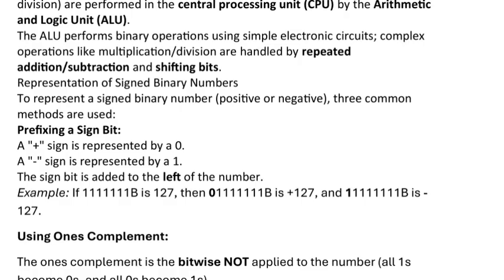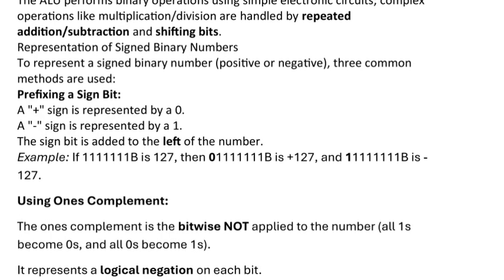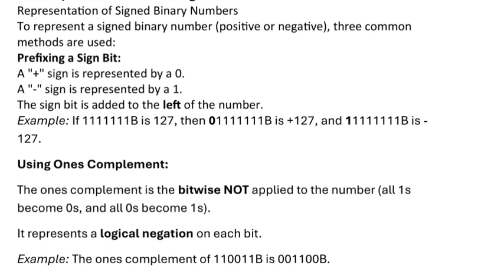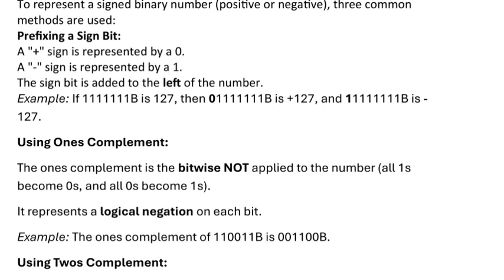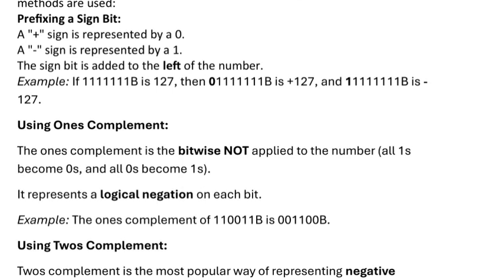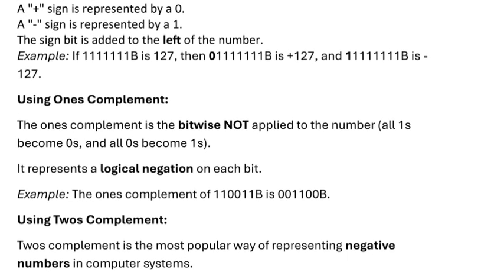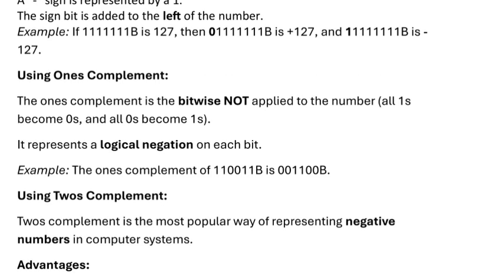Representation of signed binary numbers. To represent a signed binary number, positive or negative, 3 common methods are used. Prefixing a sign bit: a plus sign is represented by a 0. A dash sign is represented by a 1. The sign bit is added to the left of the number. Example, if 111111b is 127, then 0111111b is plus 127, and 1111111b is minus 127.